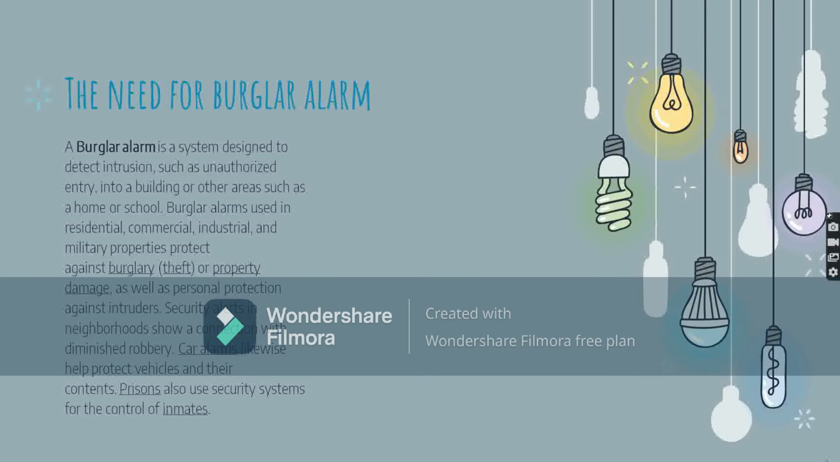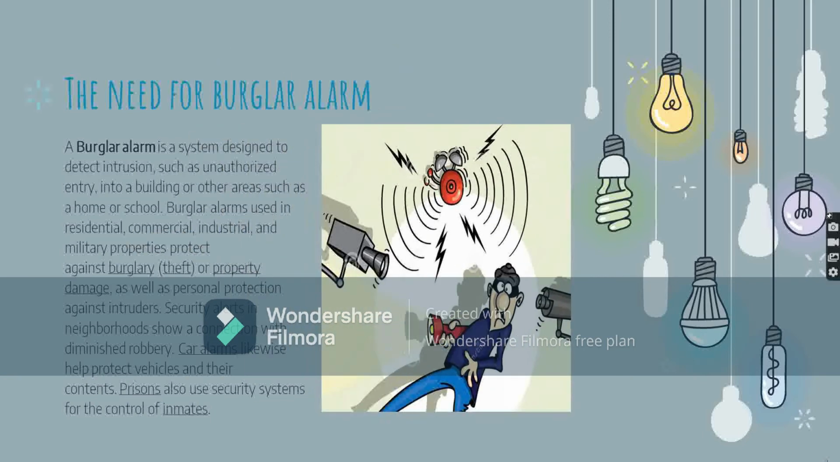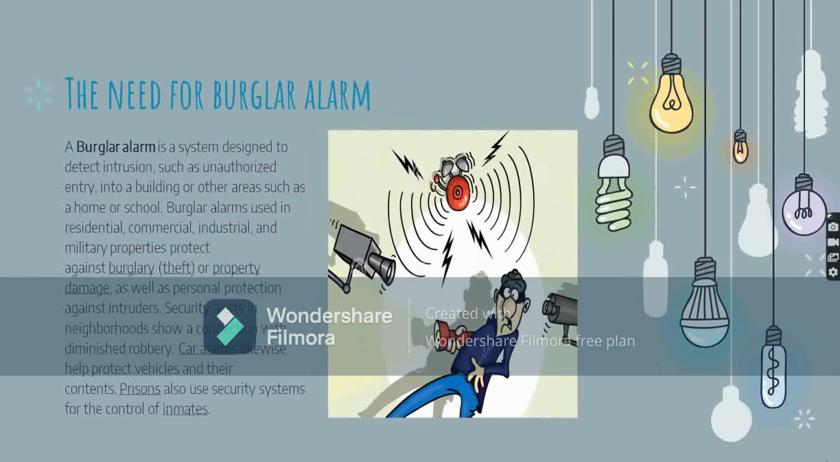Burglar alarms are used in residential, commercial, industrial, and military properties to protect against burglary or property damage, as well as for personal protection against intruders. Security alarms in the neighborhood show a connection with diminished robbery. Car alarms likewise help to protect vehicles and their contents. Prisons also use security systems for the control of the inmates. So this is the main need for the burglar alarm.